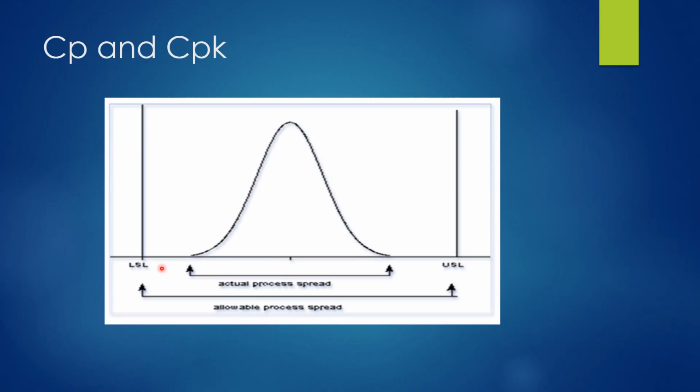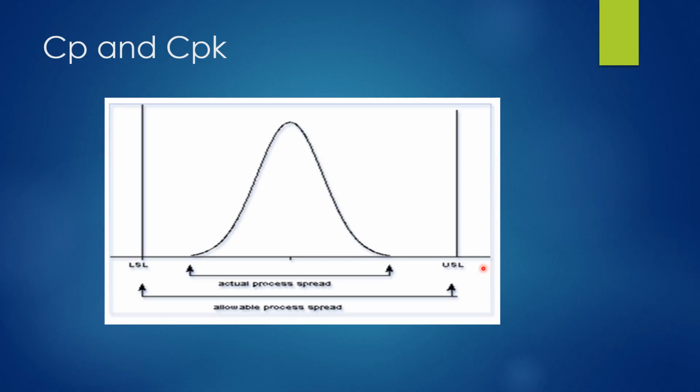If it is towards this lower side, we can say that my product quality is not meeting requirements properly. And if the peak is towards the upper specification limit, then it is also not centered and there are some defects in the process, in the quality, or in the critical areas of the manufacturing process.